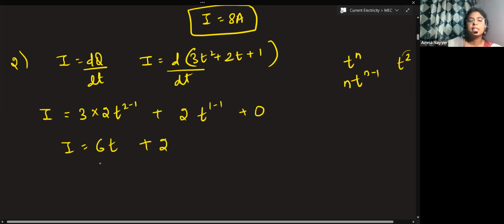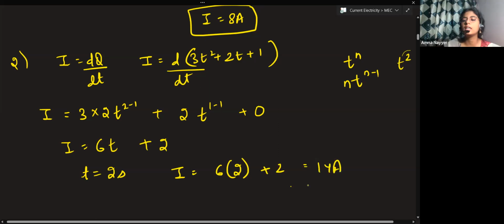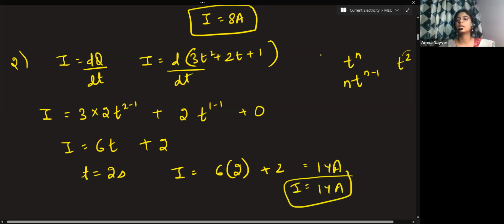plus 2. Now time is given to you what? T is equal to 2 seconds. Current will be 6 multiplied by 2 plus 2. So this gives you 14 amperes. So current in the second part is 14 amperes. Clear?